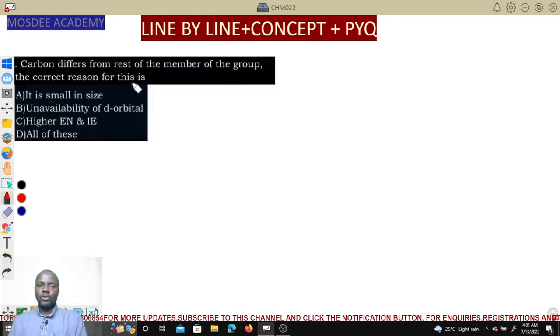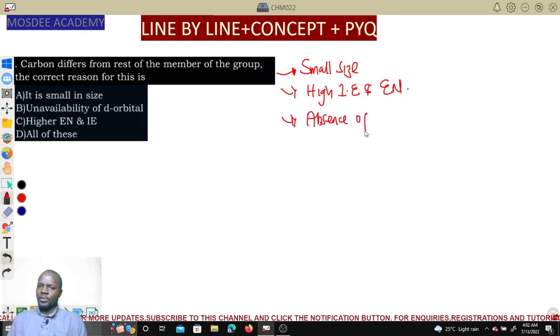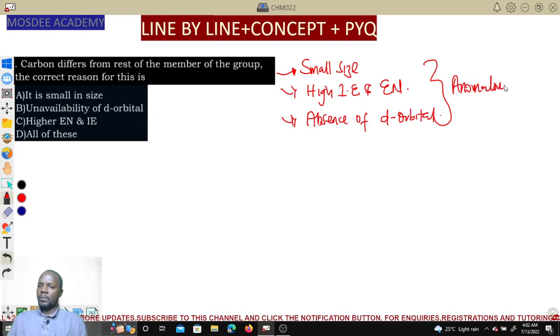Carbon differs from the rest of the group members because, I told you, every first member of each family, the 14 family, has small size. I've talked about this at the beginning, and it's just coming now. They have high ionization enthalpy and high electronegativity, and absence of d orbital. All these are characteristics of the anomalous behavior of the first member, carbon.